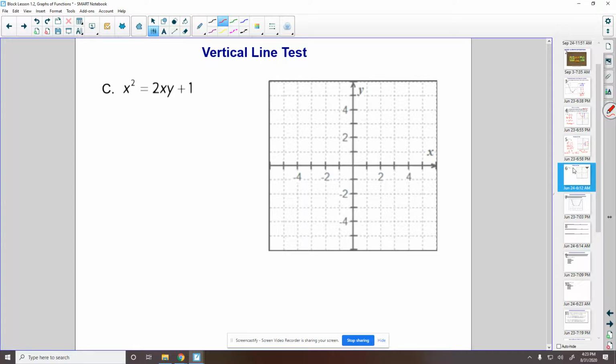Okay, I'm going to pause and let you try this one, and you can email me if you would like to know whether you got that right or wrong.